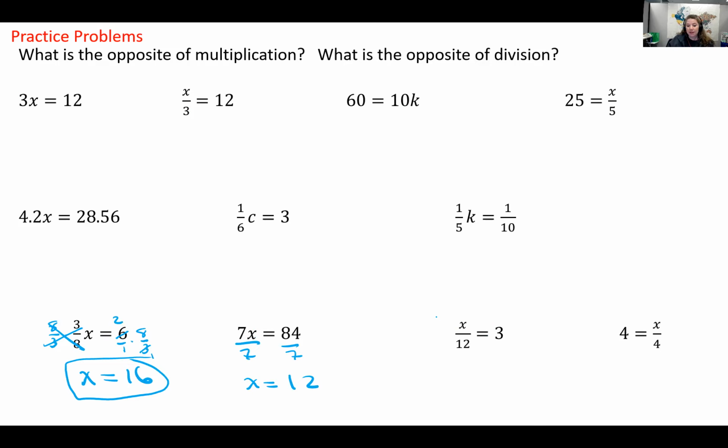All right, what is happening to our variable x is being divided by 12. So what's the opposite of dividing by 12? Multiplying by 12. So we're going to multiply both sides by 12. So x is 36. And then this one, what is happening to x? X is being divided by 4. So the opposite of dividing by 4, we're going to multiply both sides by 4. These cancel, and we know that x is equal to 16.